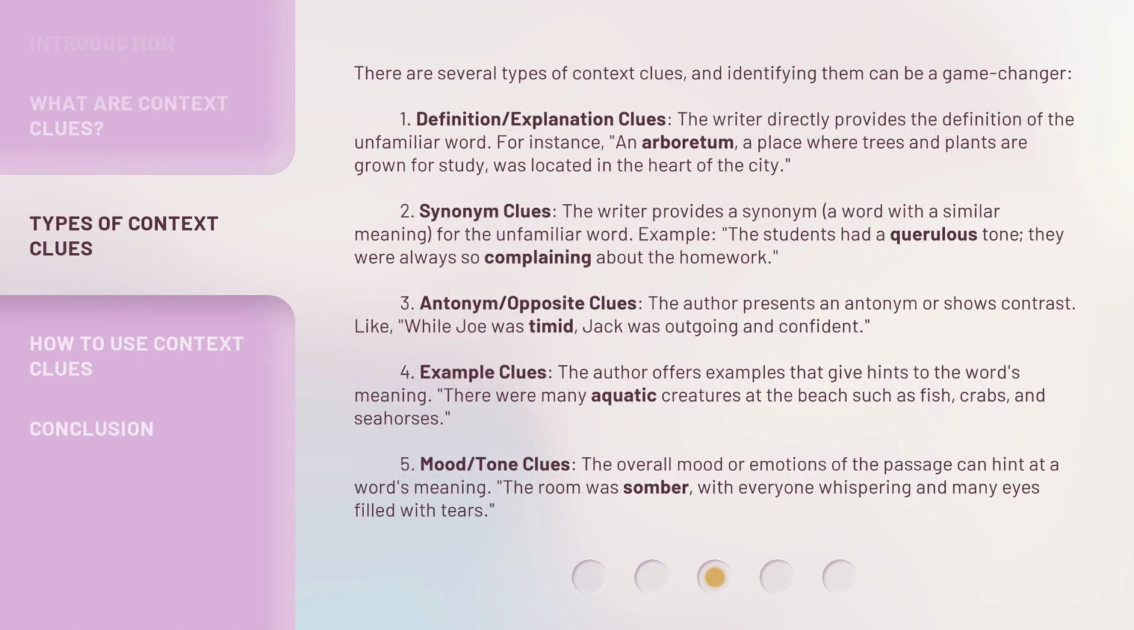There are several types of context clues, and identifying them can be a game changer. 1. Definition, explanation clues. The writer directly provides the definition of the unfamiliar word. For instance, an arboretum, a place where trees and plants are grown for study, was located in the heart of the city.